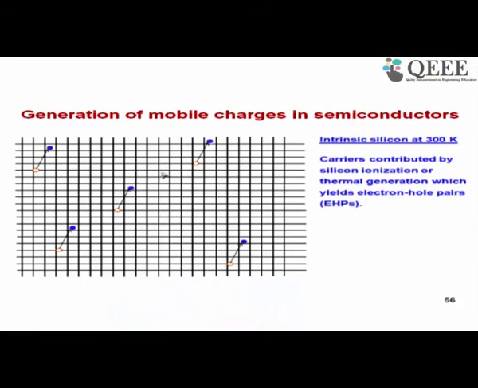So, that is what is shown here. Carriers contributed by silicon ionization or thermal generation, which yields electron-hole pairs. Now, what is happening is you have an electron and you also have a vacancy. That vacancy is referred to as a hole. So, every time a silicon bond breaks, you get a pair. One is a free electron, that is called the electron, and a vacancy, that is called a hole. We will shortly see why the vacancy is also given importance as a mobile charge.